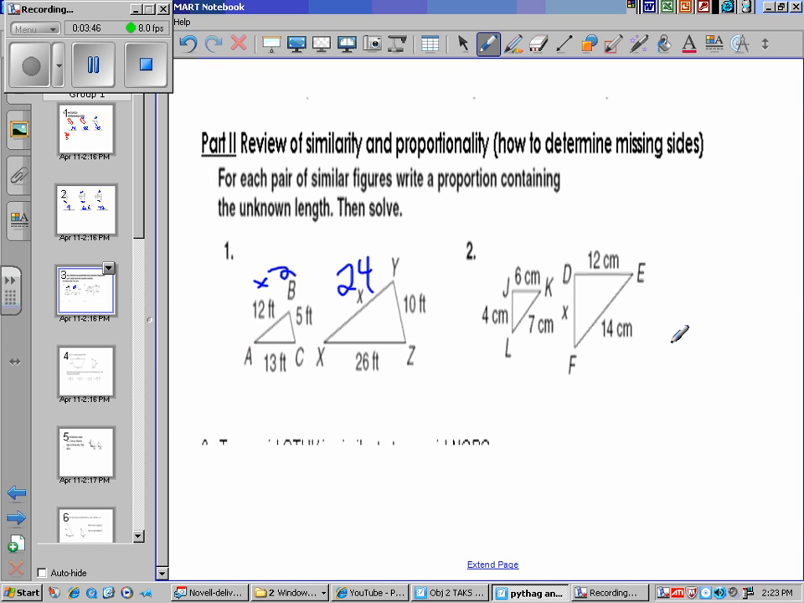On your next one, right here you would go and you'd find your matching sides. Well, let's see, 7 and 14, 6 and 12. It looks like they're multiplying by 2, so I would take 4 times 2, which would give me 8.